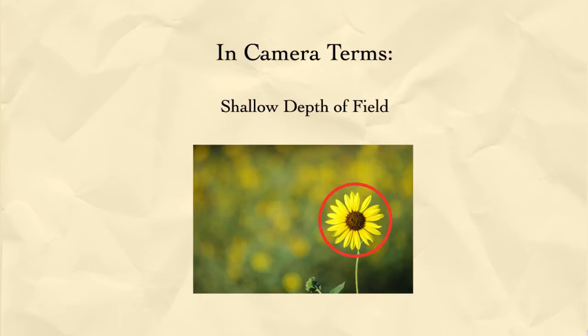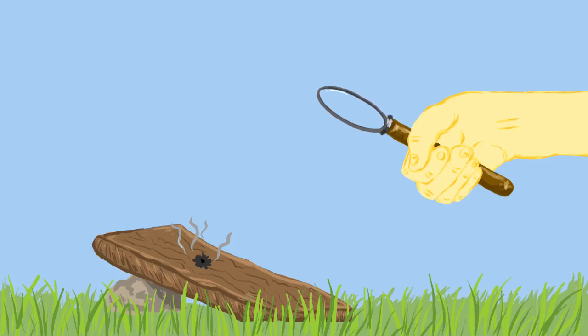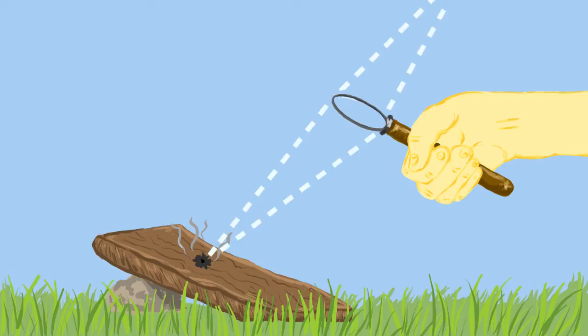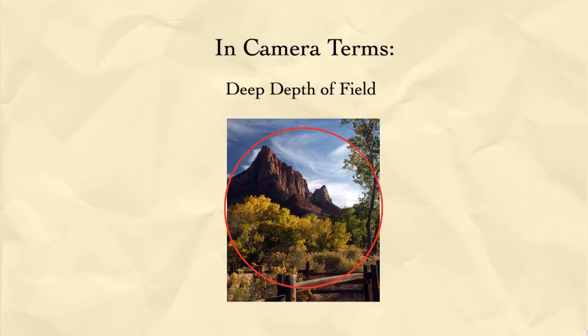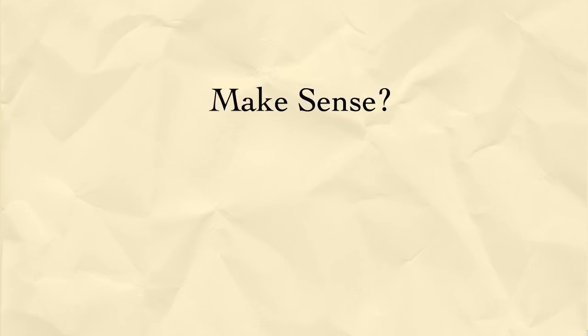is in focus. But if the magnifying glass is small, then the light is more concentrated and doesn't dissipate as quickly. If you put your hand in this path of light, you're going to feel it. Once again, in camera terms, more is in focus, so the image has a deeper depth of field. Make sense? Maybe? A little?